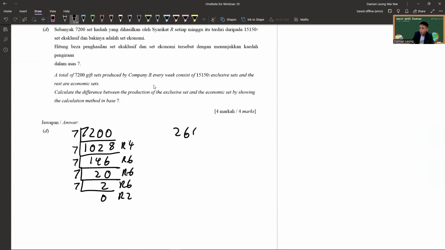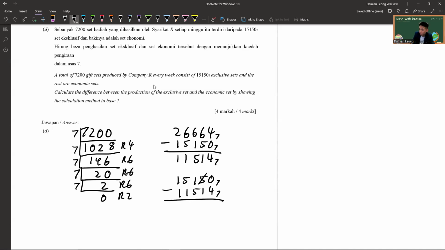So take 26664 minus 15150 in base 7. 4. 6 minus 5 is 1. 6 minus 1, 5. 6 minus 5, 1. 2 minus 1, 1. Okay, 11514 in base 7. This is how many economic sets there are. So to find the difference between exclusive and economic sets, I minus them. 15150 in base 7 minus 11514 in base 7.